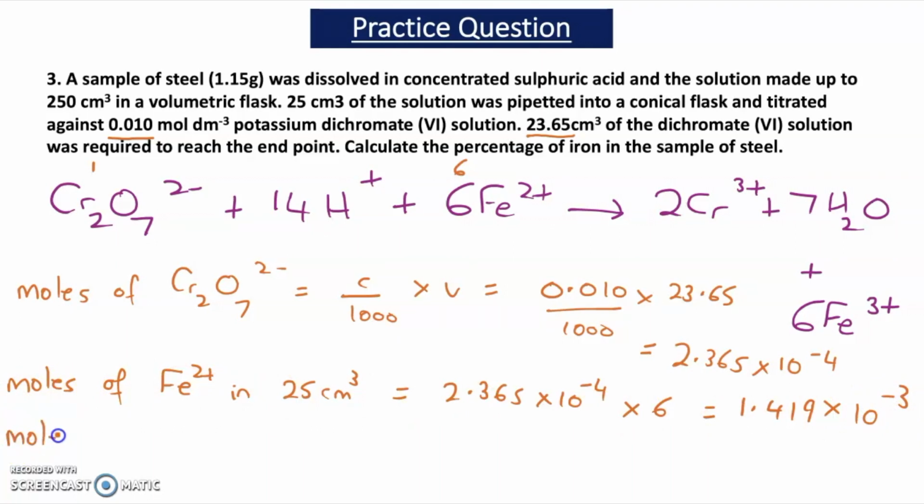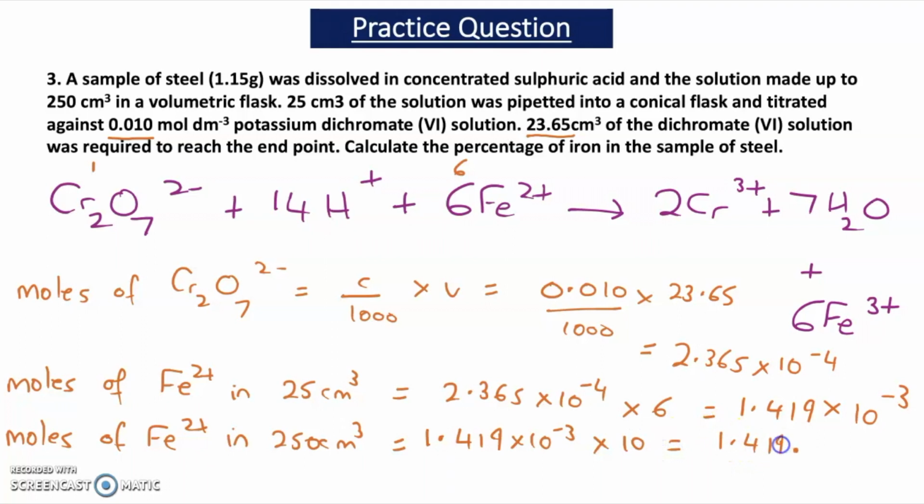Now once I've got the moles of Fe2+ in 25, I need to find the moles of Fe2+ in my original solution, which was 250 centimeters cubed. So I times the moles of Fe2+ in 25 by 10. And this is because 250 divided by 25 is 10. There are 10 lots of 25 in 250. So if I times it by 10, I get 1.419 times 10 to the minus 2.